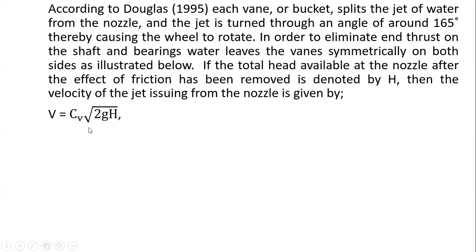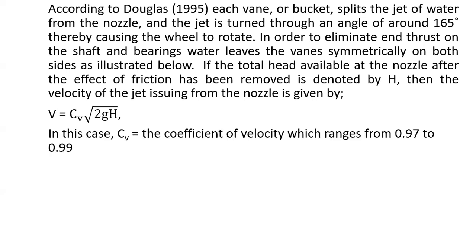So your V will just be root 2GH. But to get something close to the real velocity, you have this CV in front, then the square root of 2GH. That is the velocity at the point where this water is being delivered to the buckets or to the turbines for them to start rotating.